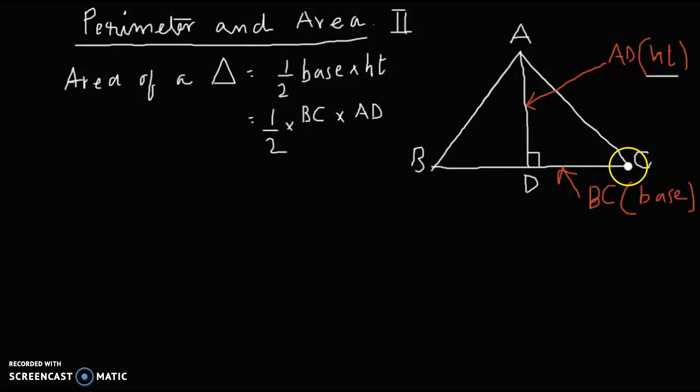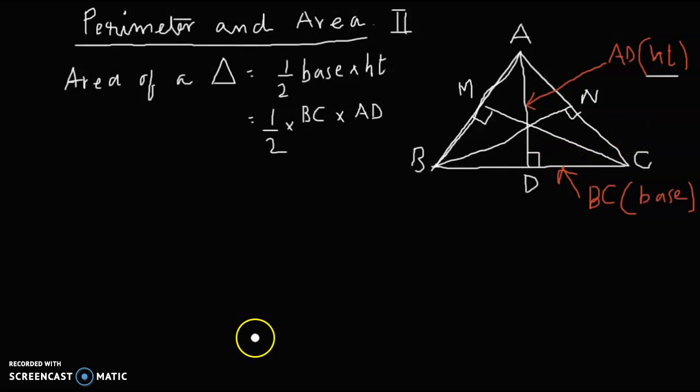You can also have, on the base AB, an altitude from C, which is at 90 degrees. Let's say this is CM. You can also have an altitude from B to the base AC, which you can say, let's say N. So this is altitude and the base.